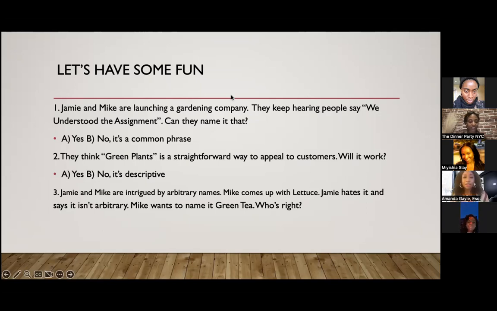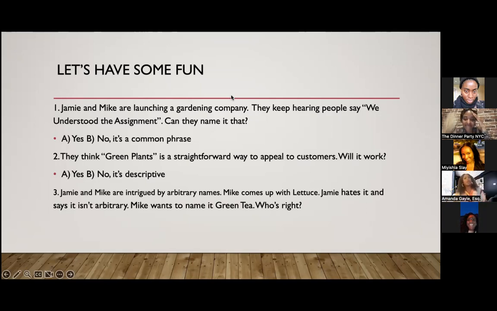Mike is correct. Name it green tea. That's why I like that too. Mike and Jamie already not getting along at the name. Like, let's talk about that. You gotta work through these things, right?